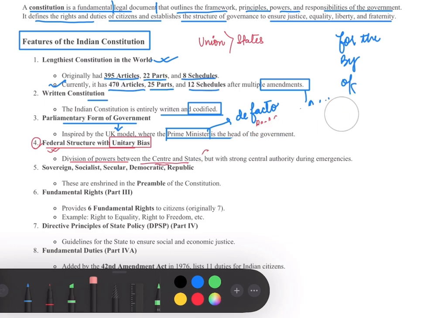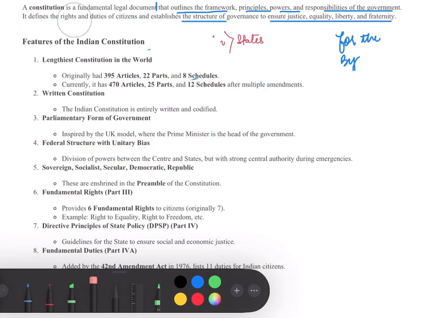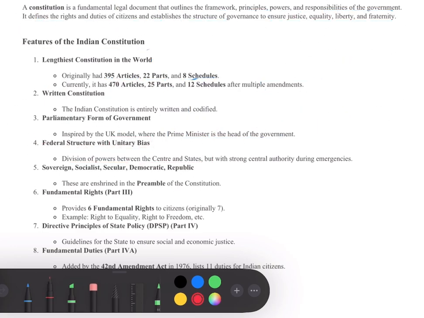Let me clear this one because it is looking like a mess.